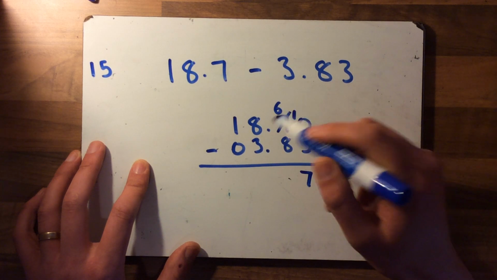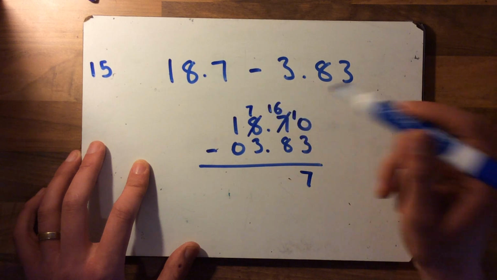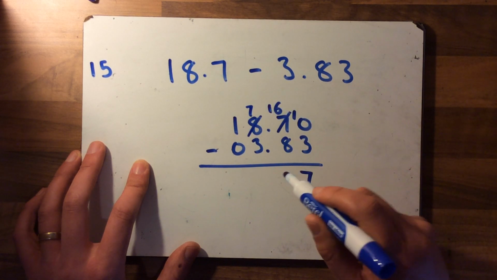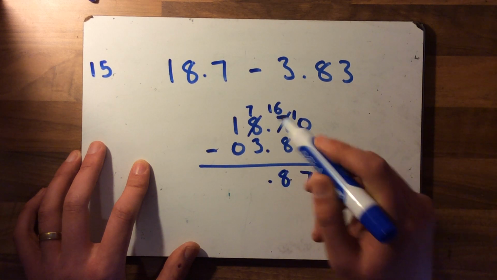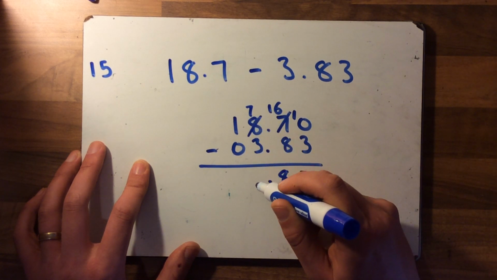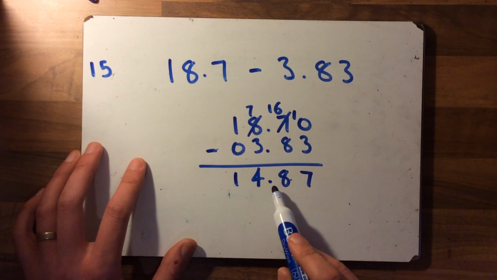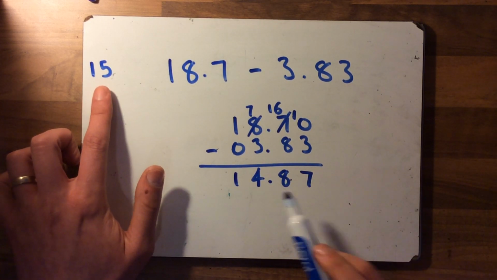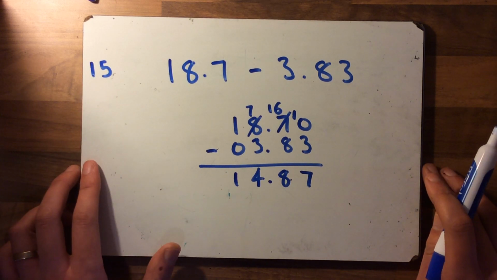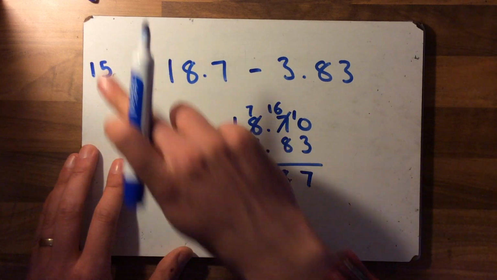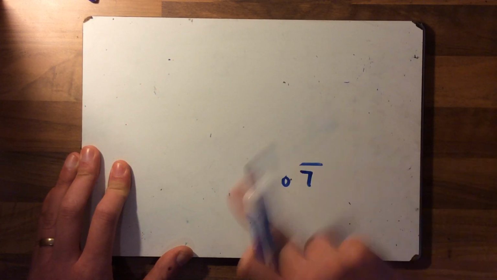We can't do 6 take away 8, so again we exchange. That 8 becomes 7, this becomes 16. 16 take away 8 is 8. I'll put the decimal point in now as I go. 7 take away 3 is 4. 1 take away nothing is 1 to get us around to 14.87. And we can see 14.87 is very close to 15, isn't it? So it looks like a sensible answer. So it's a good idea to have an estimation before you actually do this.